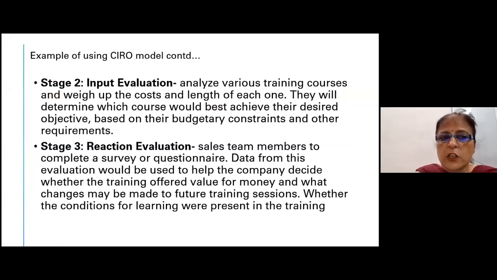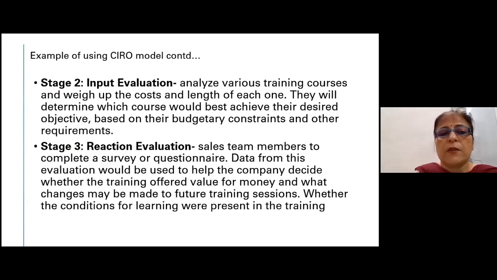Now at stage 2, that is the input evaluation, they will analyze various training courses that are available online or maybe classroom, and they weigh up the cost and length of each one. Like, how long can we spare our participants? Can we send them, or is it online? If they're doing this training, that means they would not be involved in production and coding and all that. So what is the cost of that?